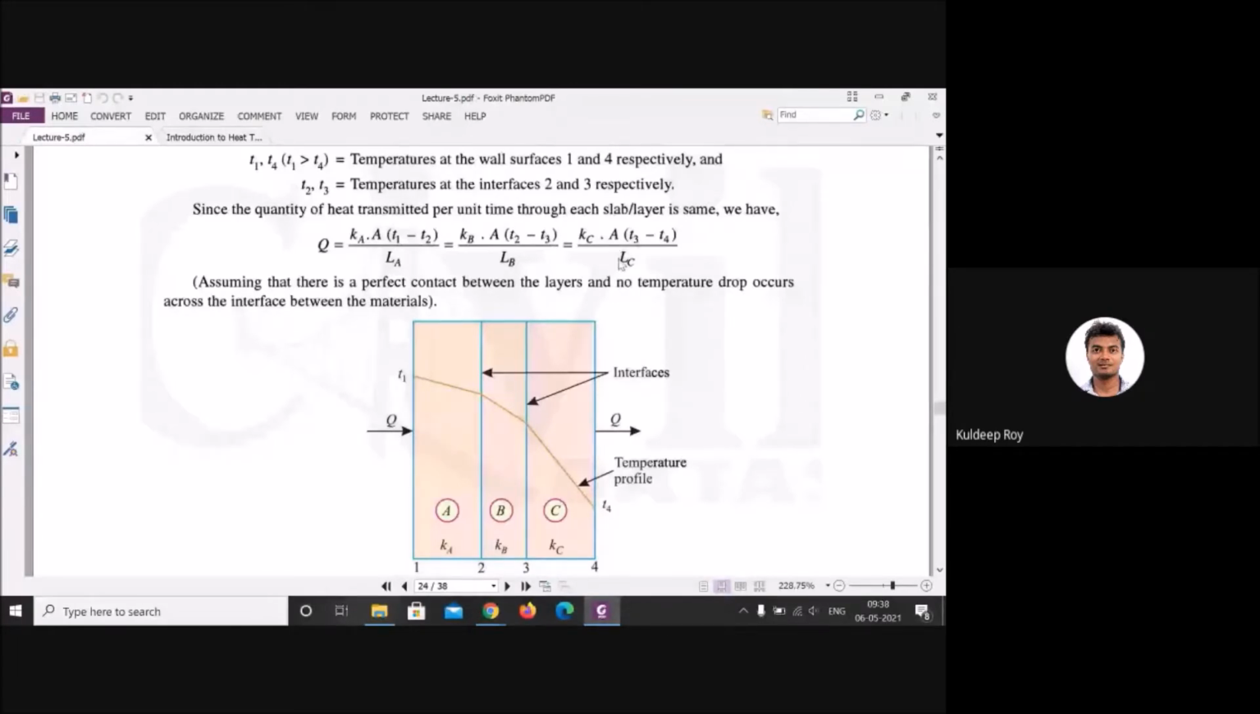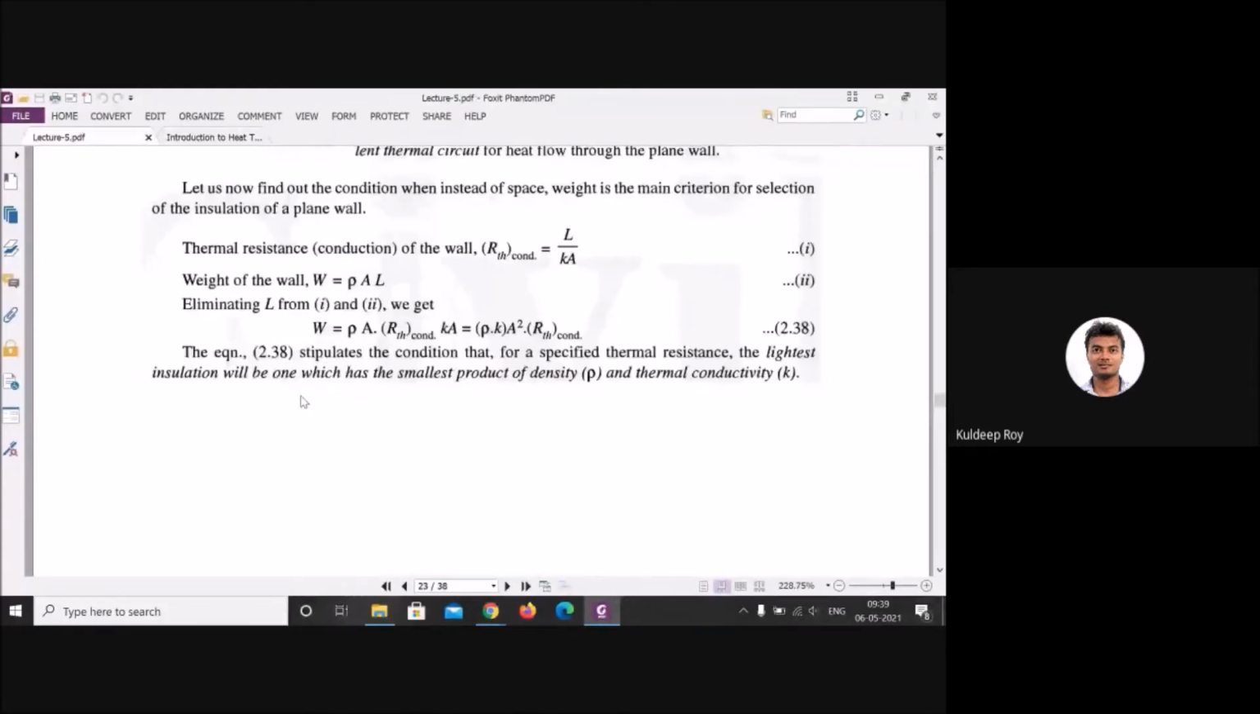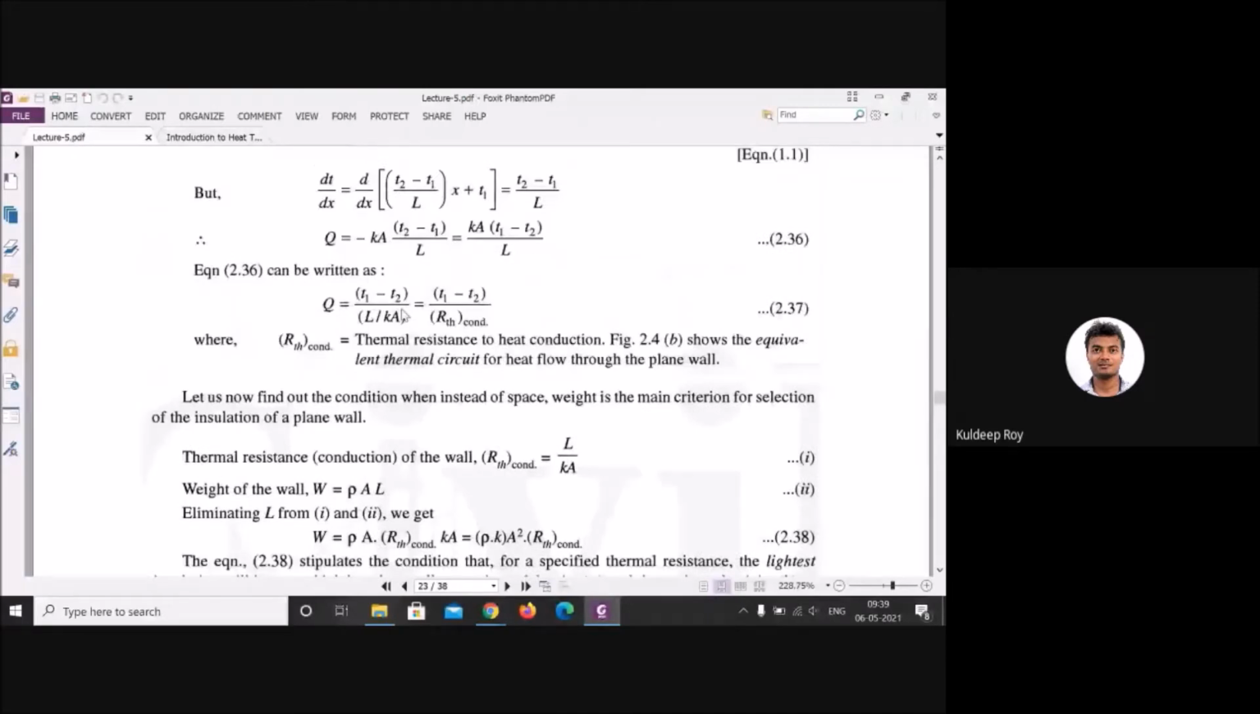After doing this, what you have to do is rearrange these values. How will you rearrange? In terms of the resistive force, the same thing you did here. What you did here: Q equal to minus K A, T2 minus T1 divided by L. Then how did you write K A, T1 minus T2? It is the same thing you did in the last class for the single wall, and you divided this whole portion here. Then you got the resistance value.